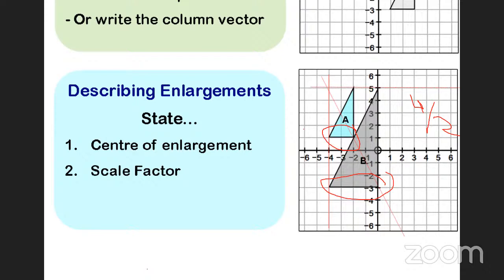If you look here, you'll notice that where all the lines meet, that is your center of enlargement. Whenever the image is on the same side as the object, it is positive. If the image were here, then it would be negative. That's okay? Kind of the same thing as flipping it over, right? So if the image is on the same side as the object, it is positive; the opposite side is negative.